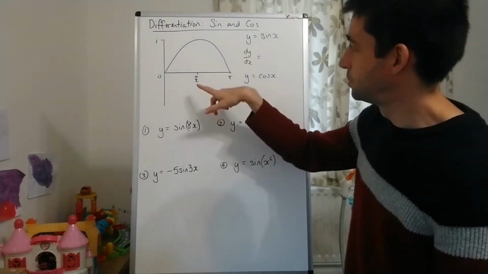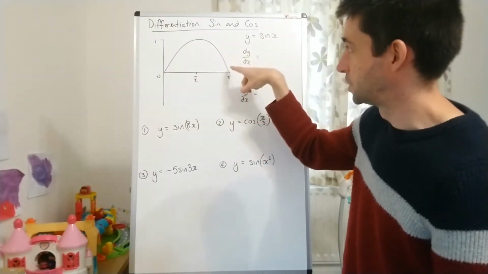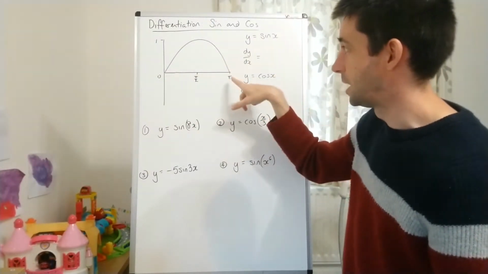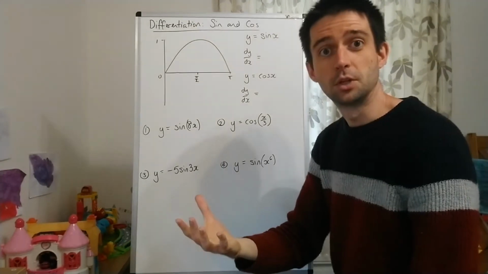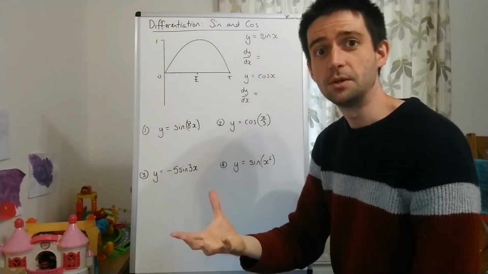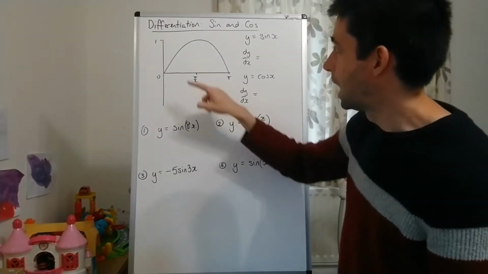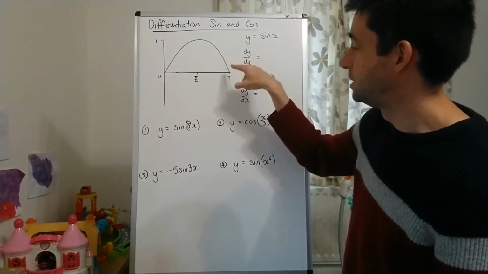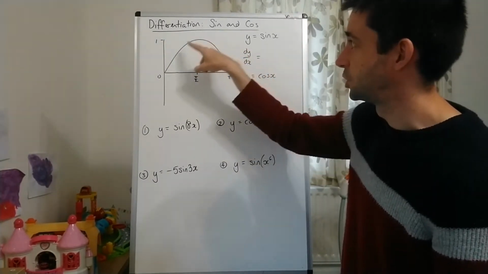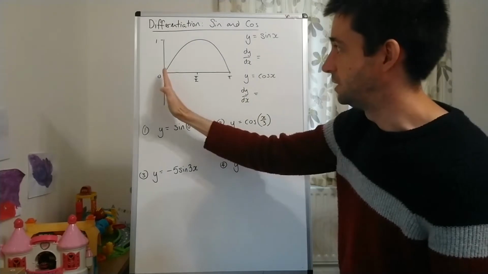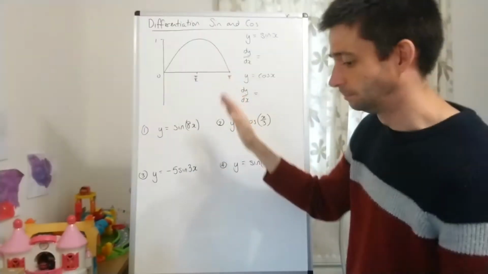So I've drawn the graph here of y equals sine x just between 0 and pi, because for calculus with trigonometry you have to be in radians mode, so I've done it in radians. And what I'm just going to consider is what the gradient function of this curve is for these values of x between 0 and pi.